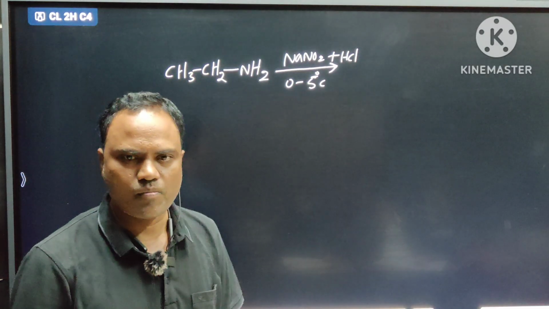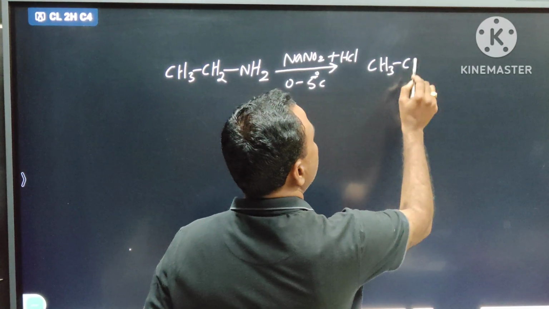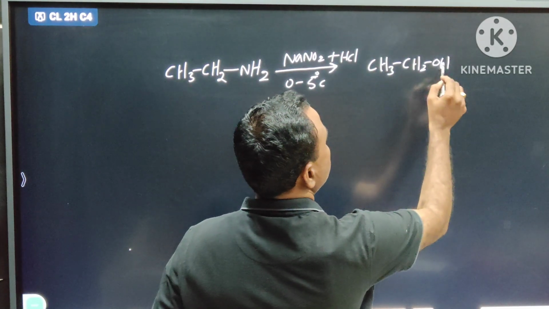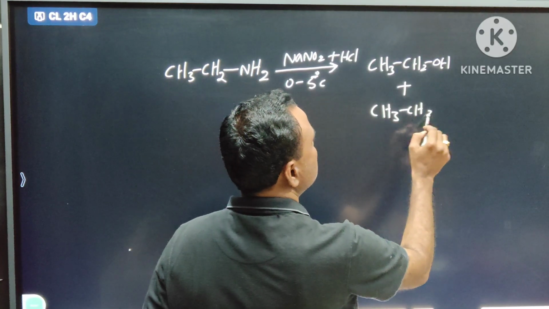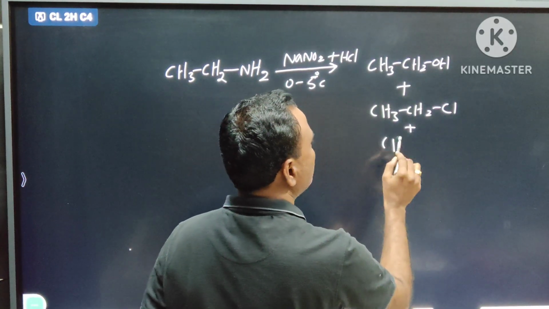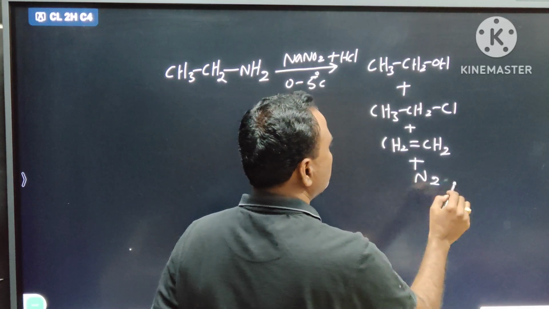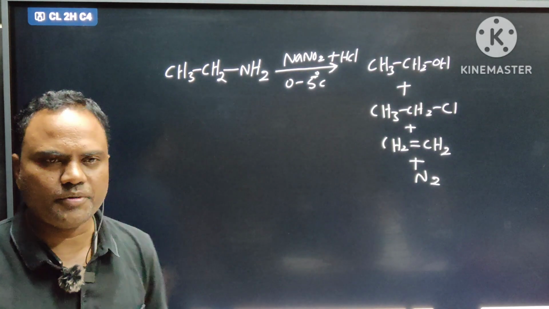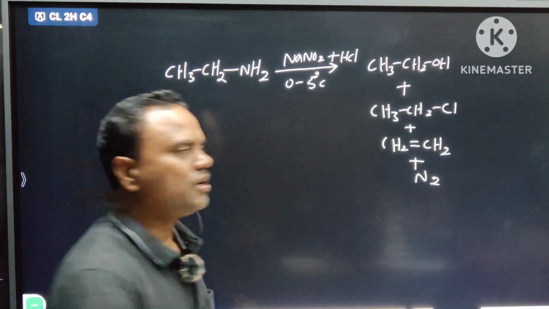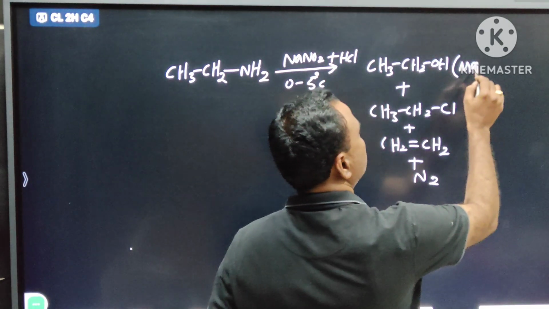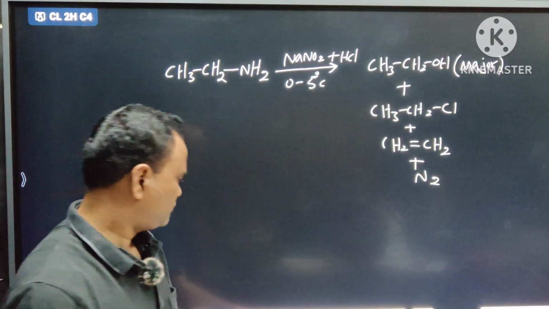See the first example. CH3CH2OH is one product. The second one is CH3CH2Cl. The third product is an alkene, and another one is a colorless gas. Nitrogen is liberated. These are the products, but the major product is alcohol. Alcohol is the major product.